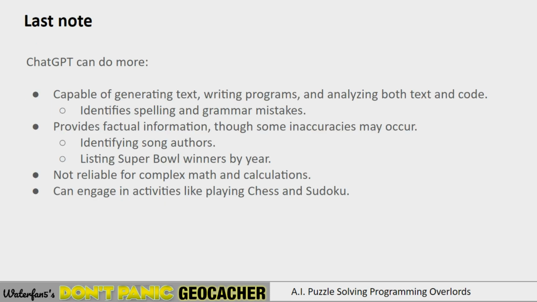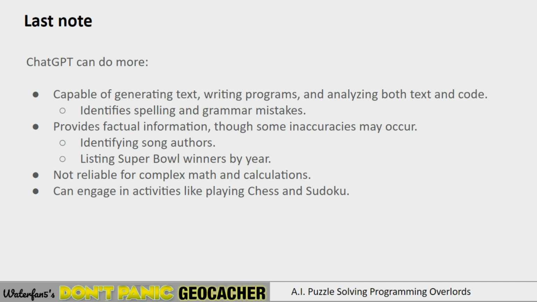Now a last note, and I've shown this in other videos before, ChatGPT can do a lot more. It is good at writing code, writing programs, writing text, or analyzing text or code. For example, identifying spelling and grammar mistakes. Based on the text, it will tell you whether text is incorrect. That can be useful sometimes if the puzzle is to find the spelling errors. It will point them out for you.